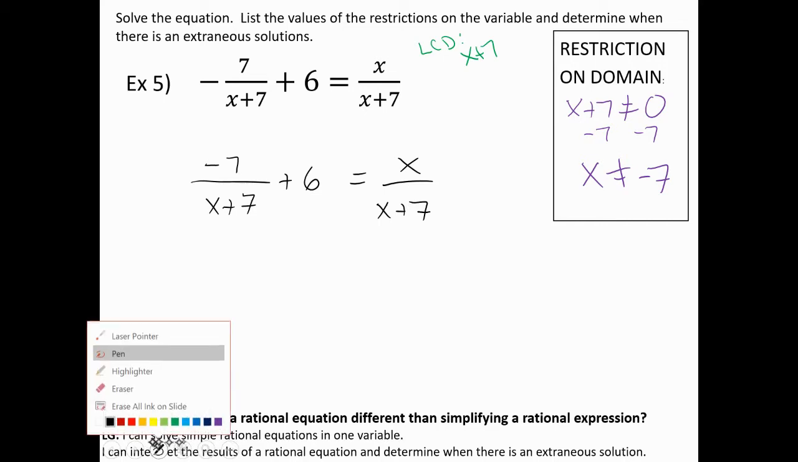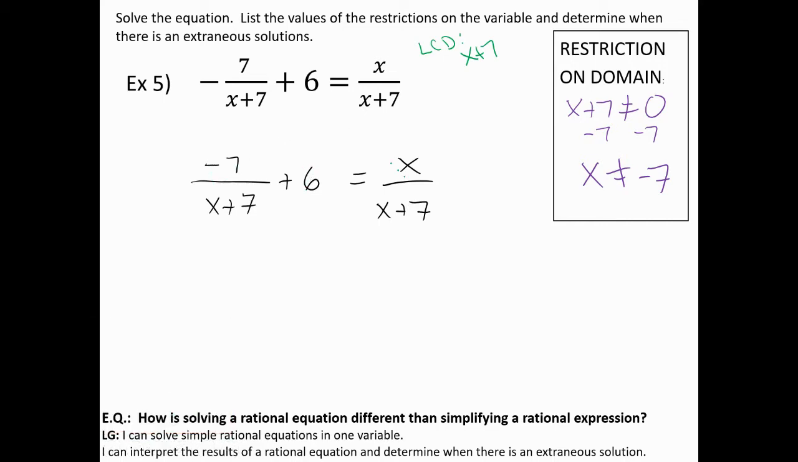All right, so what we're going to do is take each and every single thing, including the 6 in the middle, and multiply it by x plus 7. And remember, don't forget, it's solving. So whatever you do to one side, you have to do to the other side. You have to do it to every single thing. Otherwise, that equation will not be balanced.